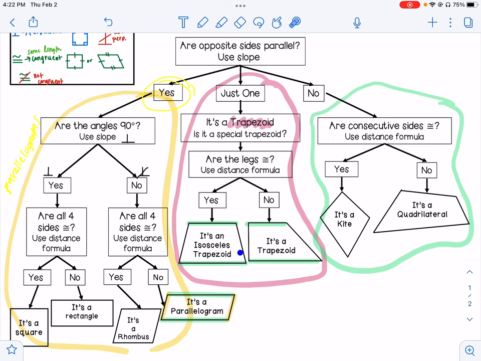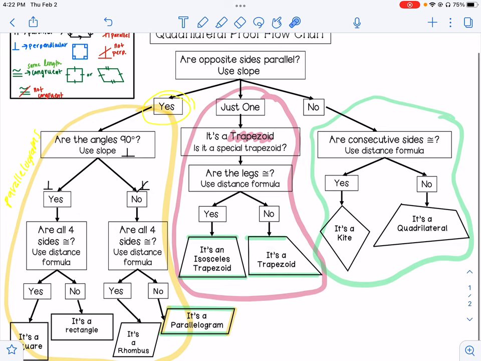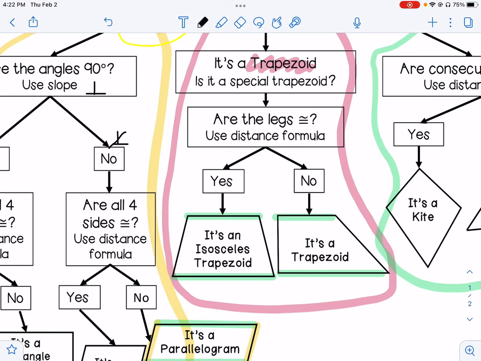In the middle here, we have the trapezoids. So once again, the trapezoids, we still start with that first question, are opposite sides parallel? If we found out that one set of opposite sides, so if we found from this leg and this leg, if they are the same slope, but these two do not have the same slope, we have a type of trapezoid. The only classification we can go further is what is known as an isosceles trapezoid.